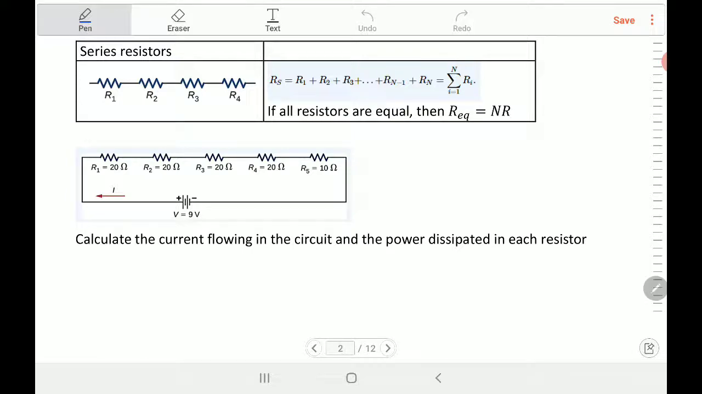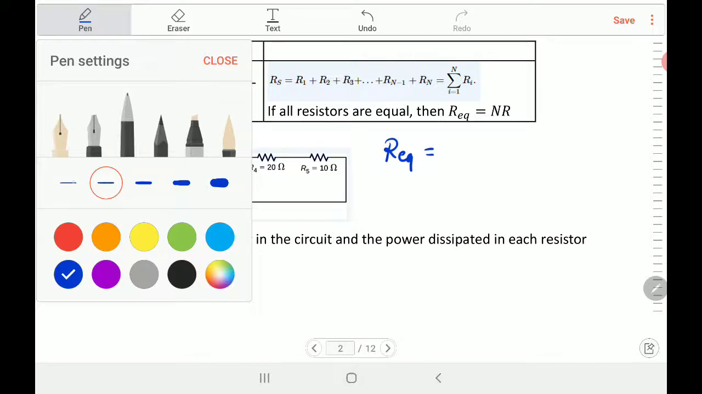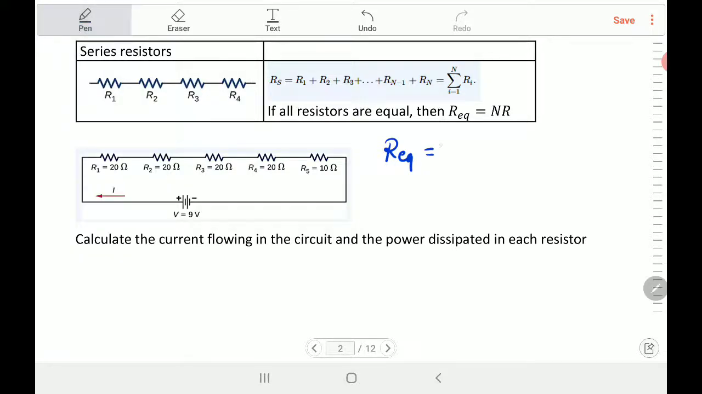Example, if you have 5 resistors: 20, 20, 20, 20, 10 ohms. If we ask about the equivalent resistance, you will add them. So R equivalent is equal to the total, 20 ohm plus 20, 20, 20, 10. And then you add them, you get 90 ohm.